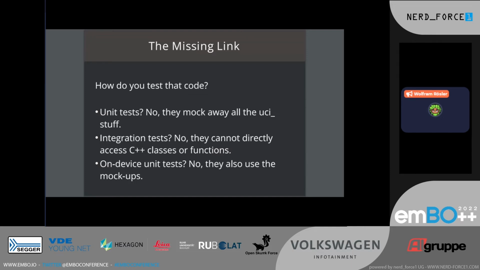Okay, so then I can do those on-device unit tests. But actually, no, that will also not help me test that code because, and that's the crucial point here, the on-device unit tests also use the mockups. They're just the regular unit tests built for the device and executed on the device. And they also use the mockups. They just test against the mockups. I don't want to do this. I want to test with the real thing. So on-device unit tests, although they're very helpful for other things, will not help me a bit here.